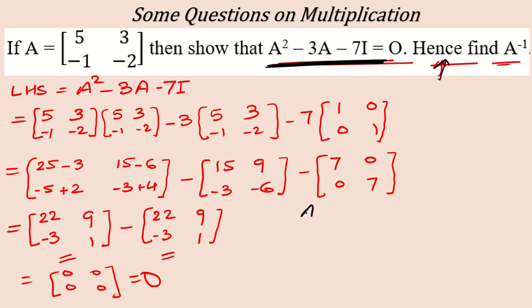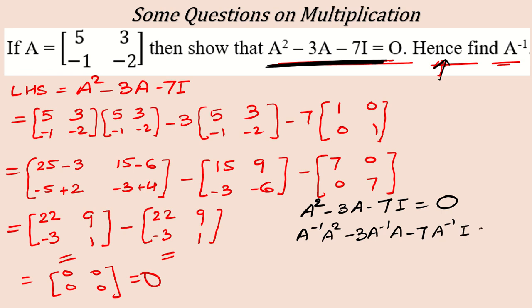So first you write the equation A square minus 3A minus 7I equal to null matrix. So to find A inverse, what you will do? Just post multiply by A inverse, or pre-multiply, doesn't make a difference. A inverse multiplied by A square, minus 3 A inverse multiplied by A, minus 7 A inverse multiplied by I, is equal to null matrix. So A inverse times A square will be A, minus 3 A inverse times A, which is identity, minus 7A inverse is equal to O.